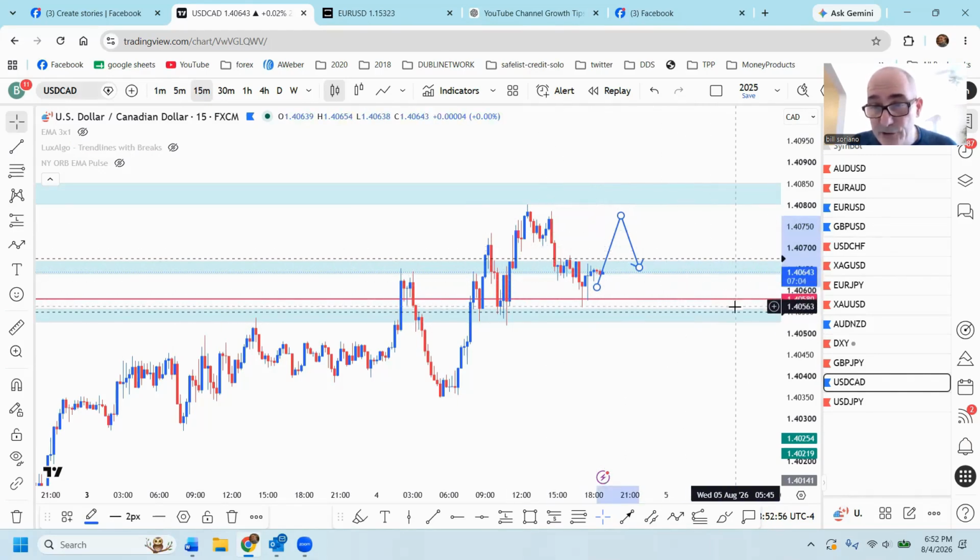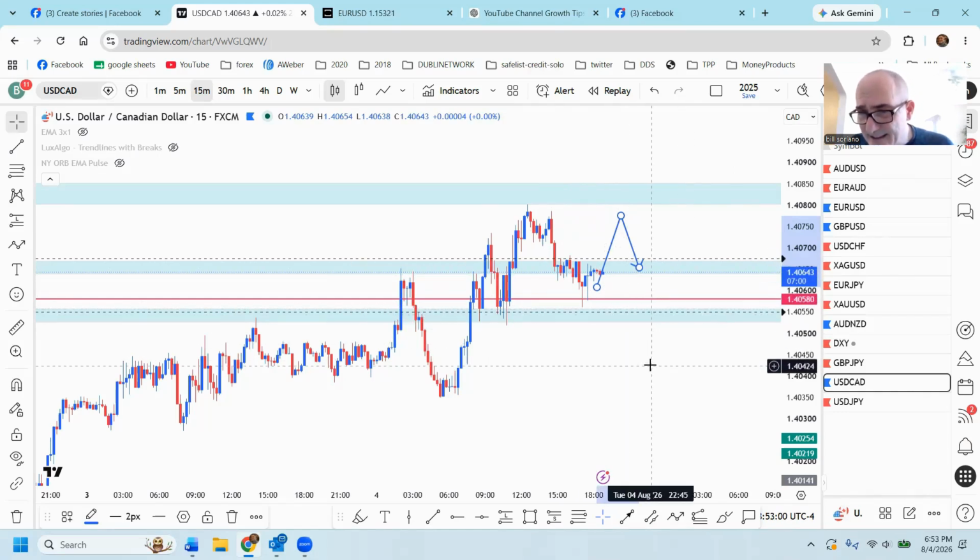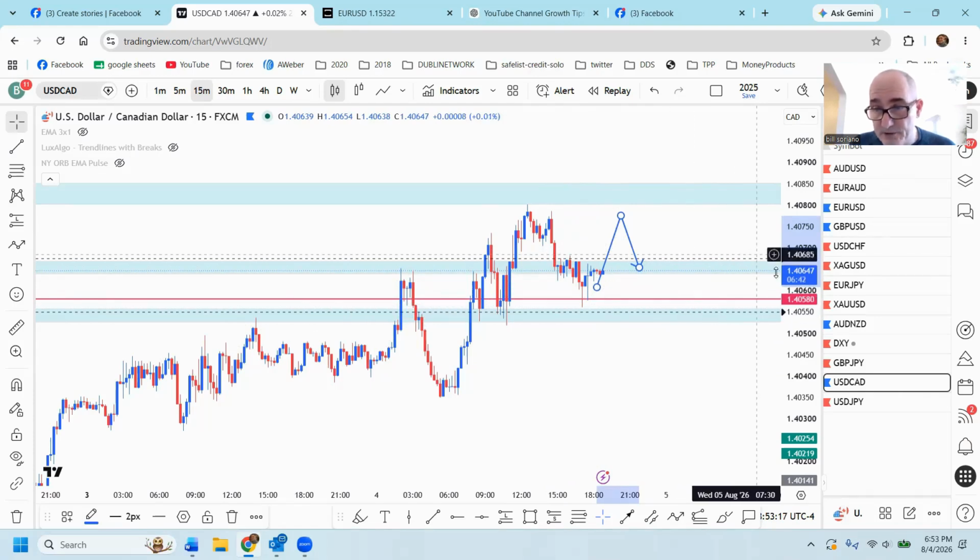If it continues downward here, it's getting close to changing trends. If it continues downward, we may get a trend change to bearish in this, but we have this zone here at 1.40550 that we're looking for potential long positions from.